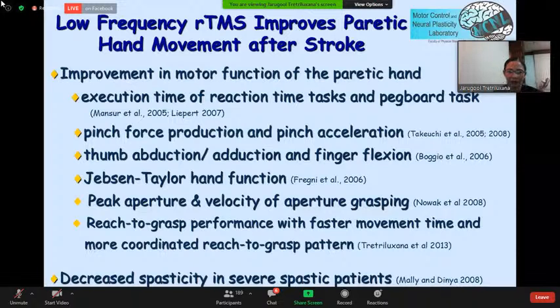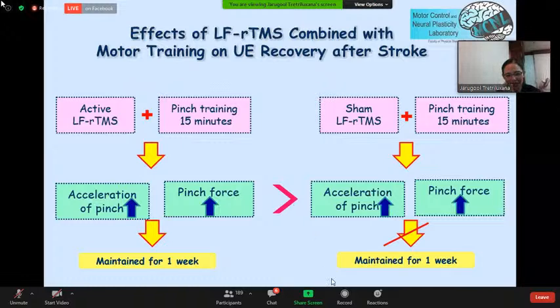So it was again 12 years ago. I searched literature and found one study. This is conducted in Japan. Okay, they ran a study, combined low frequency TMS on the good hemisphere, combined with motor training like pinch training. So they have two conditions: real TMS combined with pinch training for 15 minutes, okay? And the control group is sham TMS, placebo TMS combined with pinch training. So what happened?